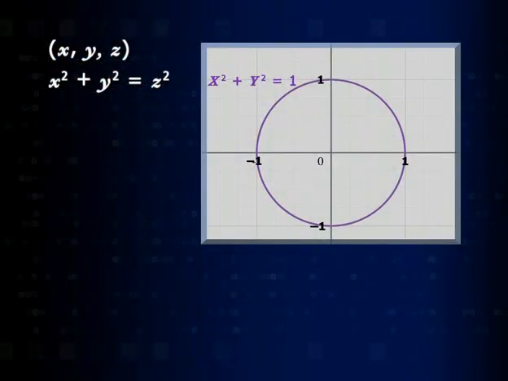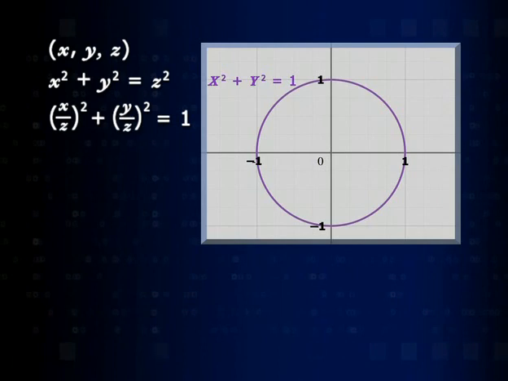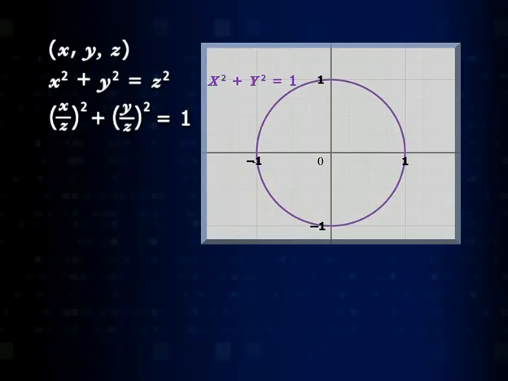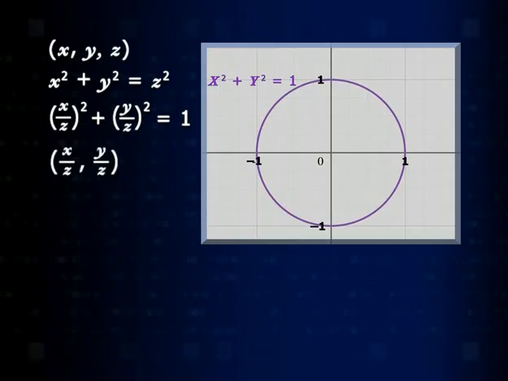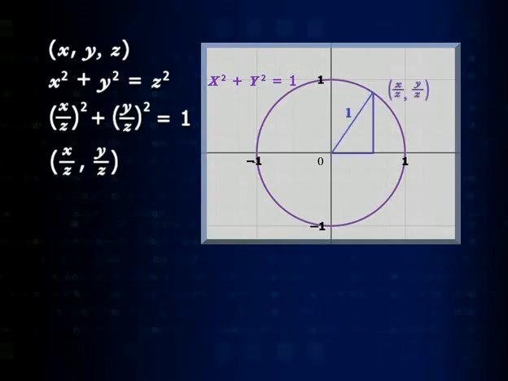Let's now consider a Pythagorean triple x, y, z, and return to its famous defining equation, x squared plus y squared equals z squared. If we now divide both sides of the Pythagorean equation by z squared, we actually obtain x over z all squared plus y over z all squared equals 1. So we see that if x, y, z is a Pythagorean triple, then the pair x over z comma y over z is a point on the graph of the circle of radius 1 centered at the origin.